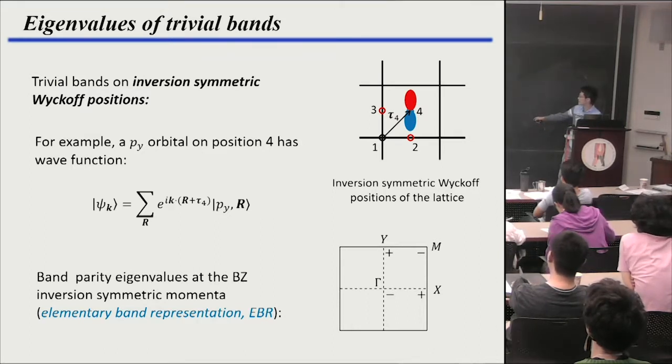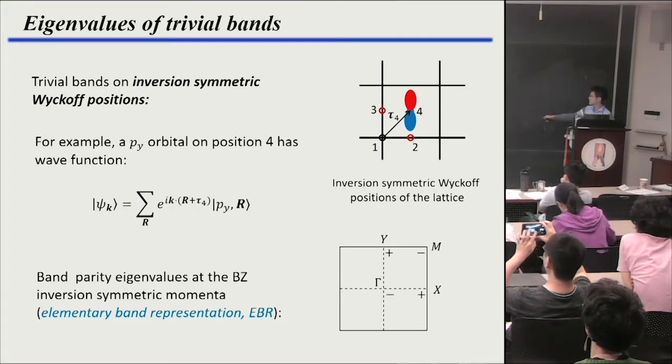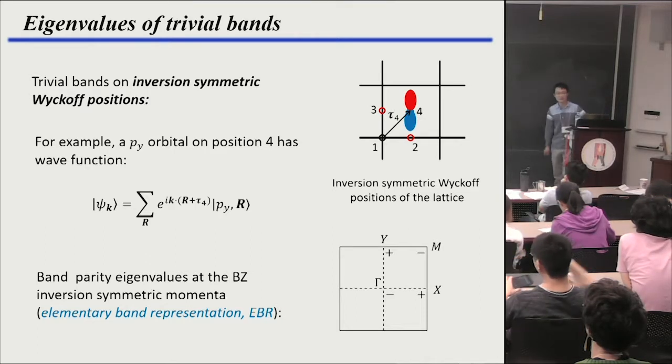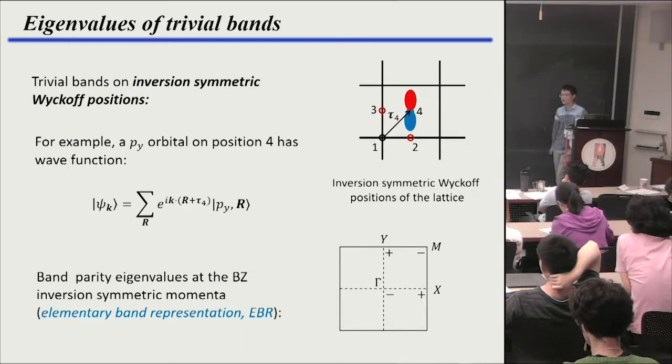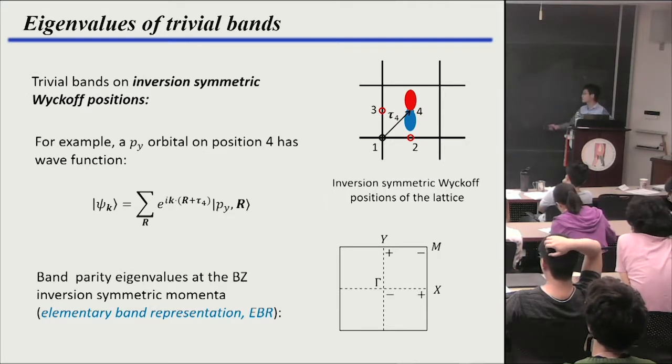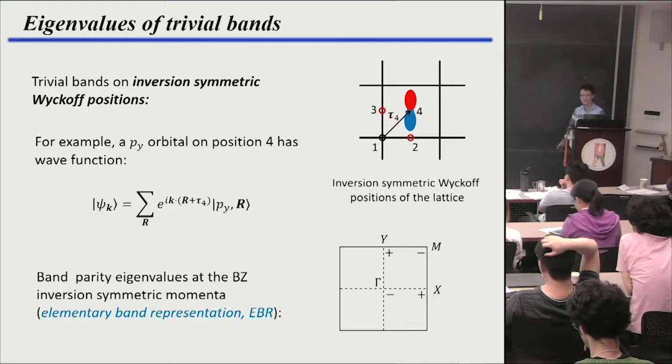If you look at this M point, maybe let's look at this X point. If you look at this wave function, here you get a factor i, and here you will get a factor minus i. So under inversion, there's a minus sign here, plus the original minus sign of the p orbital itself, you get a plus sign here. In this way, you can put your orbitals on various kinds of positions. You can look at what kind of trivial bands you can have and what eigenvalues you can have. These eigenvalues are the simplest example of the so-called elementary band representation. Basically it is the representation of the trivial bands.